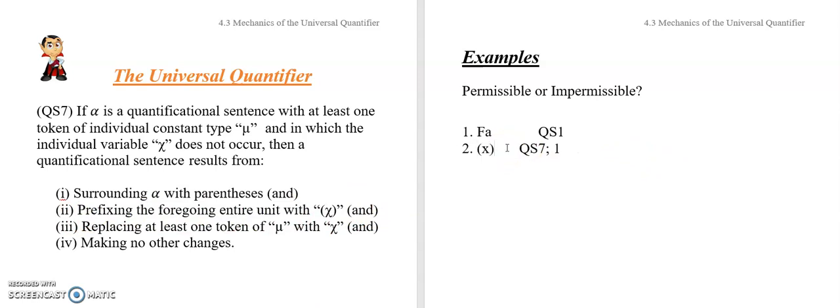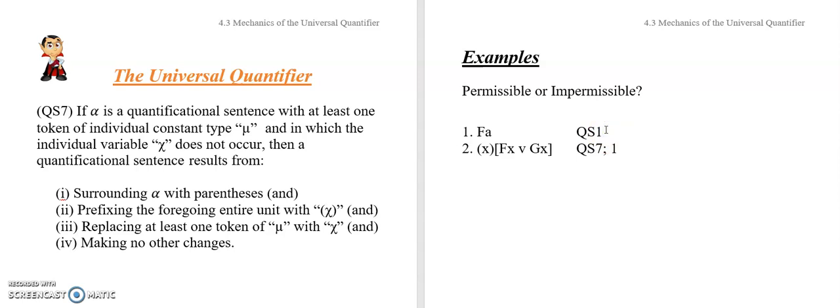Let's try that. Is that permissible or impermissible? All right, that is impermissible, forbidden, don't do it. That is a Proviso 4 violation. Do not do that. You're not allowed to make any other changes, right? You have to take this thing as a unit, surround it in parentheses, put the quantifier on the outside. It's very strict in that type of application.